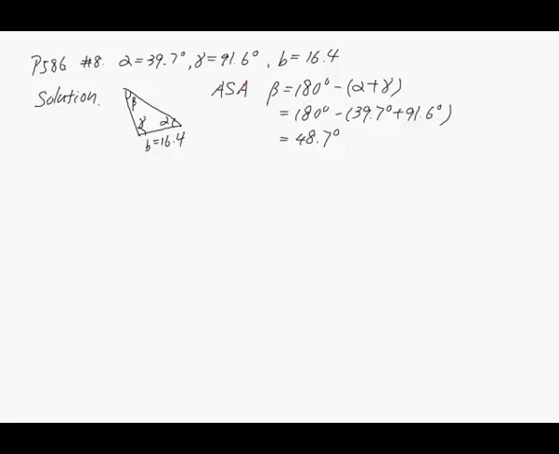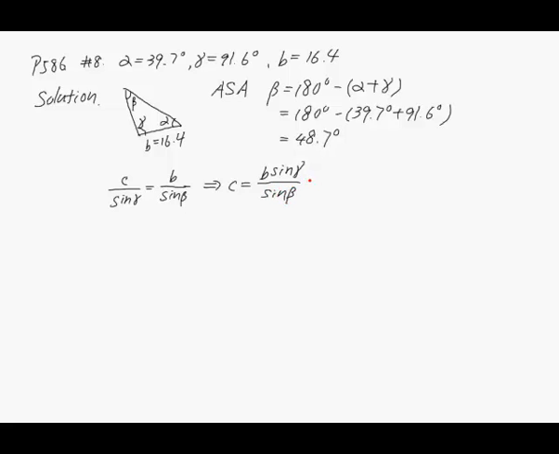So now we know all those three angles. And we still need to find the lengths C and A, right? And let's first find the length C. So by the law of sines, we have C over sine gamma equal to B over sine beta, right? Then we multiply both sides by sine gamma. We get C, which is equal to B times sine gamma over sine beta.